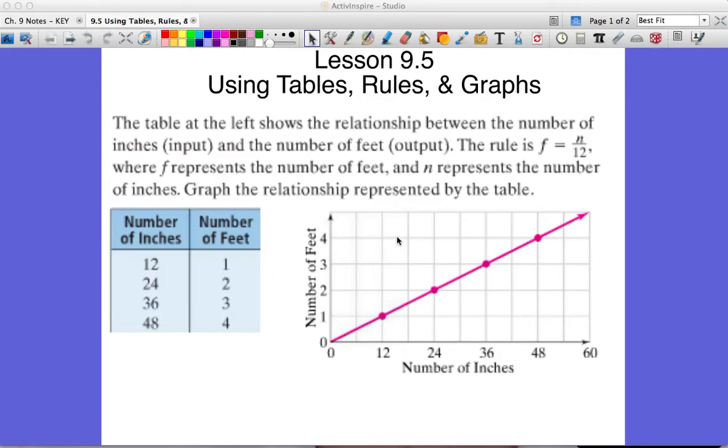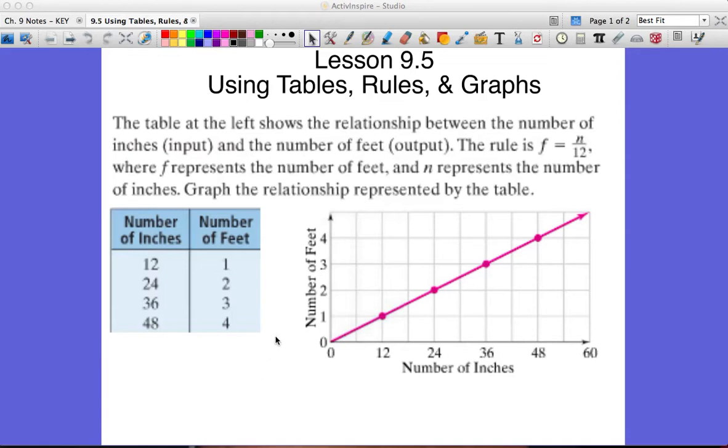Welcome to Lesson 9.5, Using Tables, Rules, and Graphs. In this lesson, we're just going to talk about how to take the information that we're given in a table and put it into a graph. So if you look at your notes, you see that we have this table and this graph right here, and we're going to go over how we got the information from here and put it into here. This information will be fairly review for you, so just make sure to go with me here, and hopefully we can get through this pretty quickly.